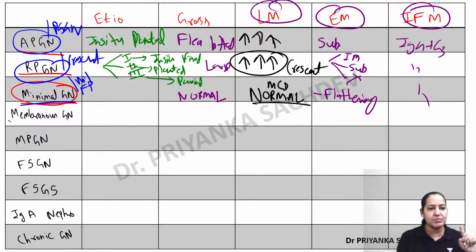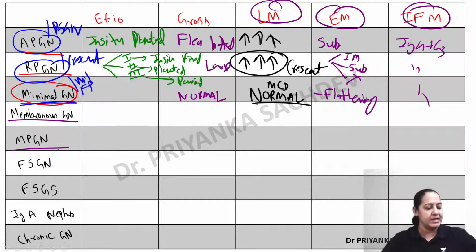Let me start the next one, membranous and membranoproliferative glomerulonephritis. Shall I continue with that? Give me a thumbs up.